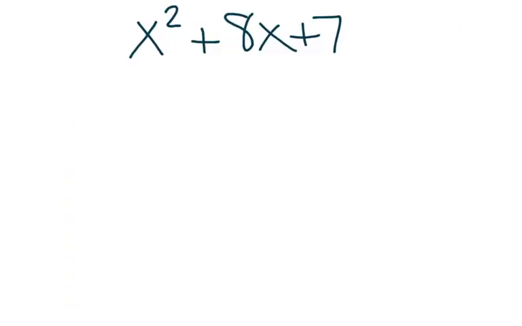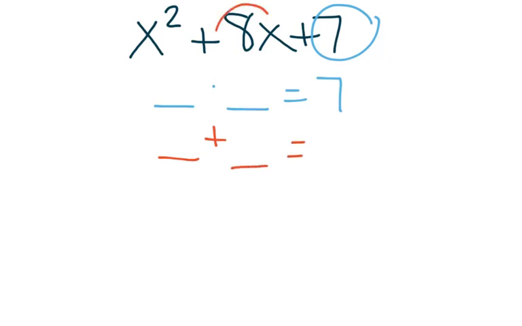Alright. Okay, so here's the first one. If you'll notice, there is only an understood 1 in front of x squared. So these are our shortcut factoring problems. So what we need to do is find two numbers that multiply to give us the last number, 7, and then two numbers that add to give us the middle number right here, 8.